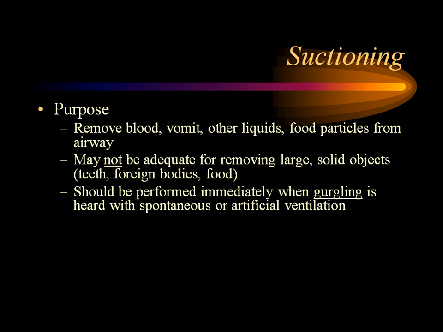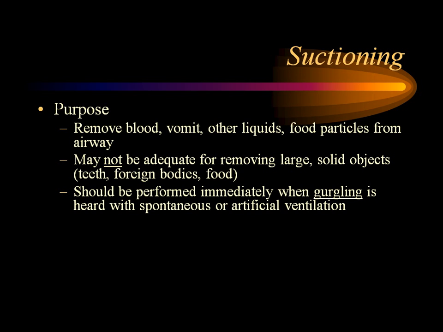All right, suctioning. What do we use that for? Obviously, just to remove all the gunk out of the airway. That's the bottom line, right? Anything that could be in the airway, whether it's blood, vomit, other food particles, teeth, whatever else. Anything that may be in the way. Now it says it may not be adequate for removing large solid objects. I said teeth a while ago, and actually if you have a good enough suction device, you could remove teeth. But foreign bodies and food, you can't get big chunks of hot dog or big chunks of meat or anything like that out. It's just not powerful enough.